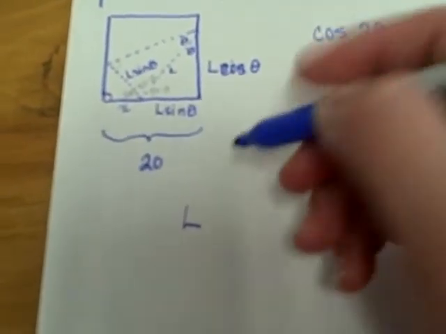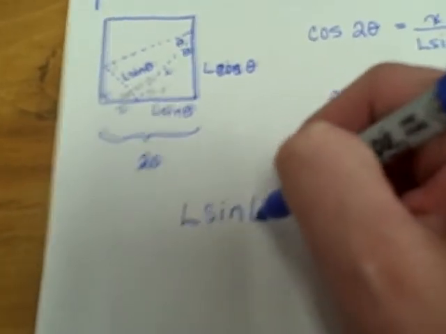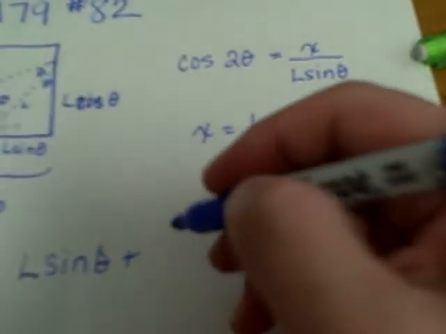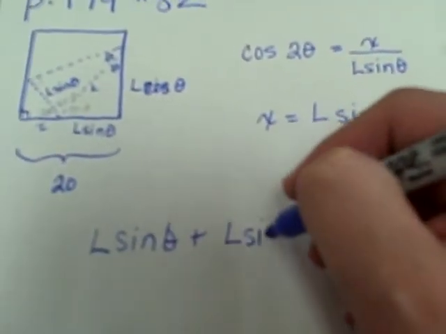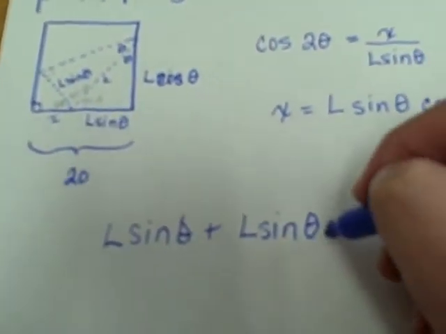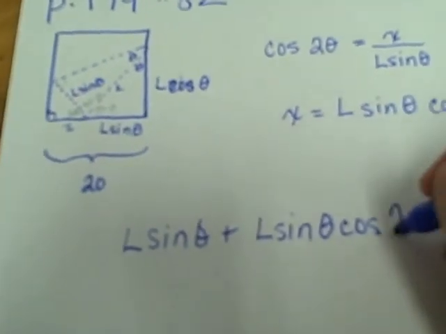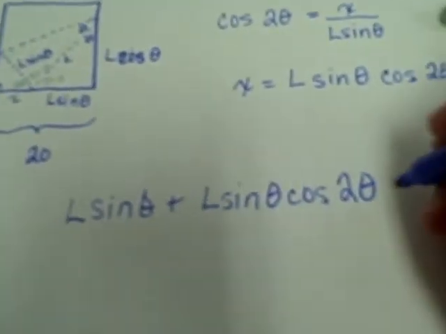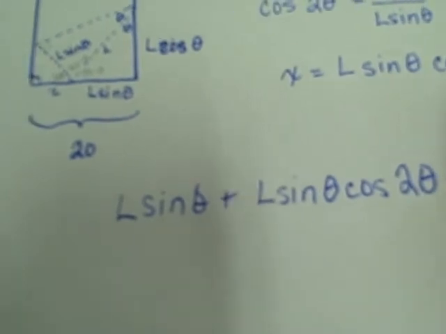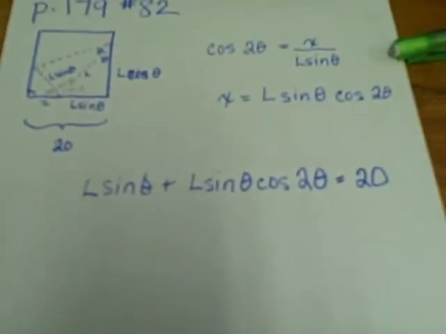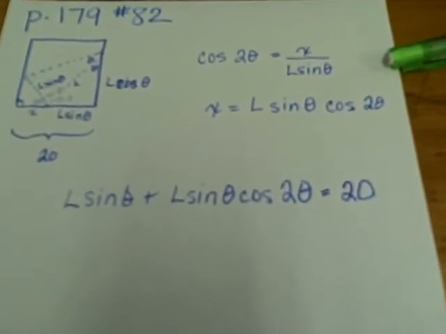So now we know that L sine of theta plus the expression we found for x, remember that was L sine of theta cosine of 2 theta, we know that that equals 20. Now you can proceed through the problem to try to minimize the length of that crease.